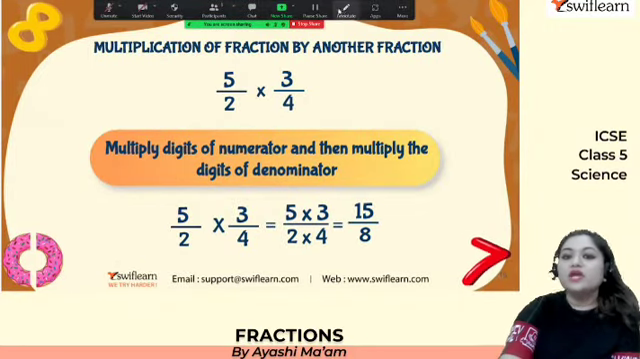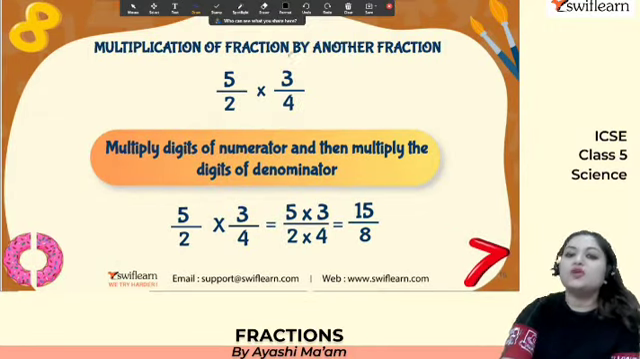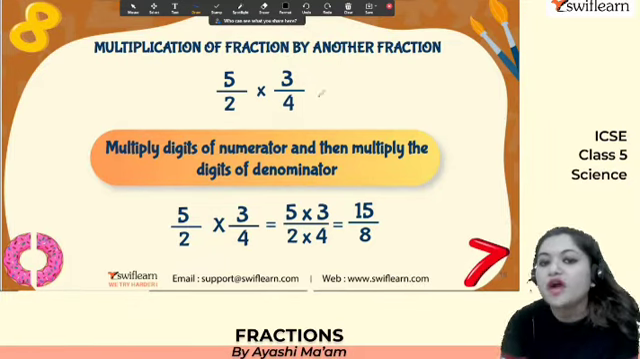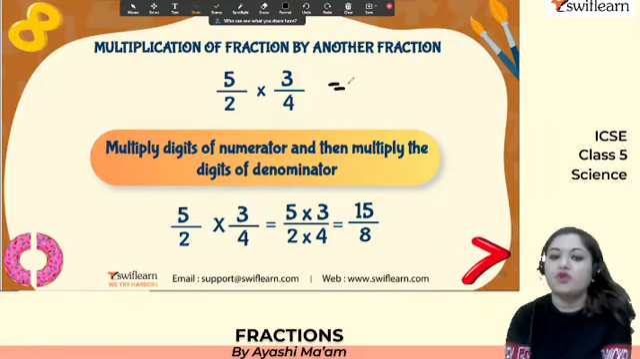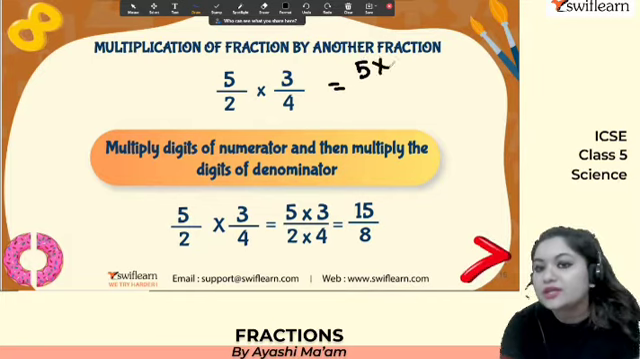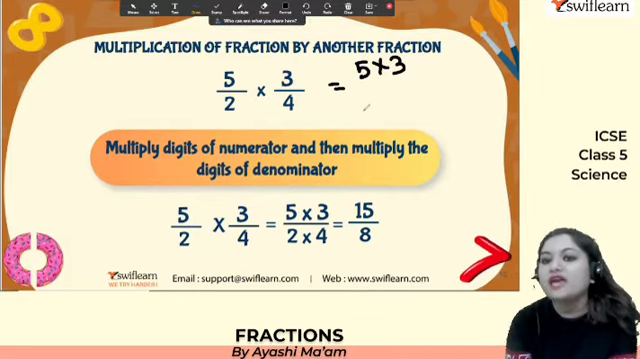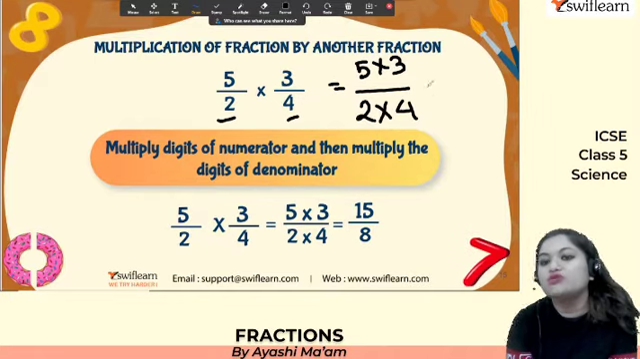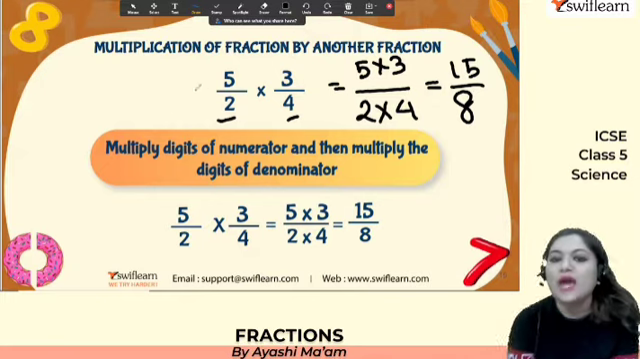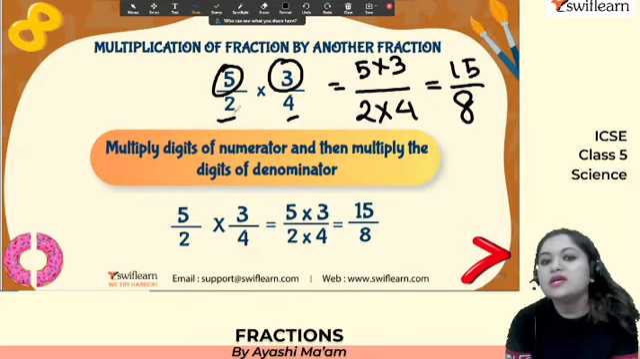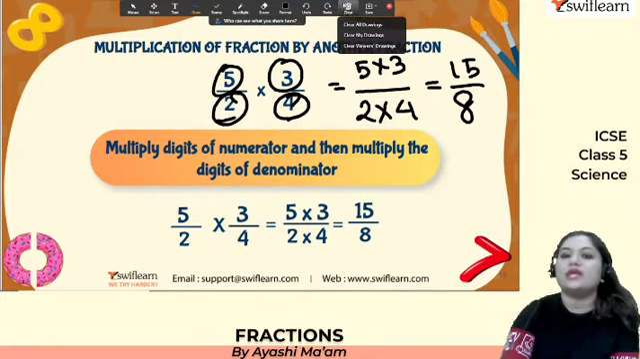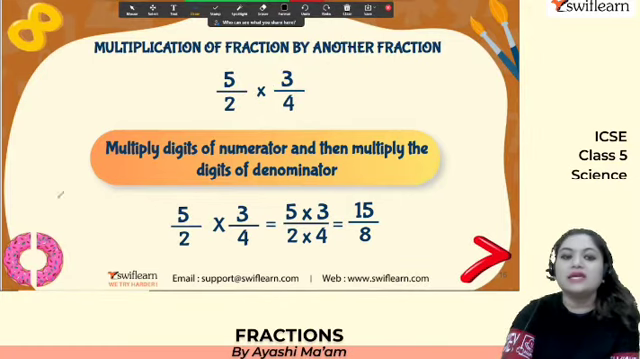Now, when you have two fractional numbers and you have to multiply them, for example, 5 by 2 into 3 by 4, simply multiply the numerators at first. That means 5 into 3, by, simply multiply the denominators. That means 2 into 4. So you get the answer as 15 by 8. Really, really easy, right? We multiply the numerators and then multiply the denominators, and that's how we get the product.